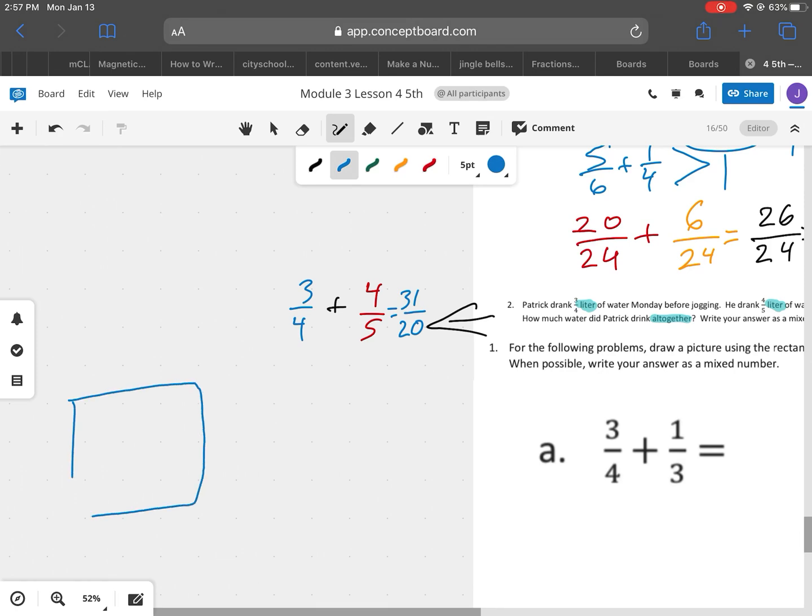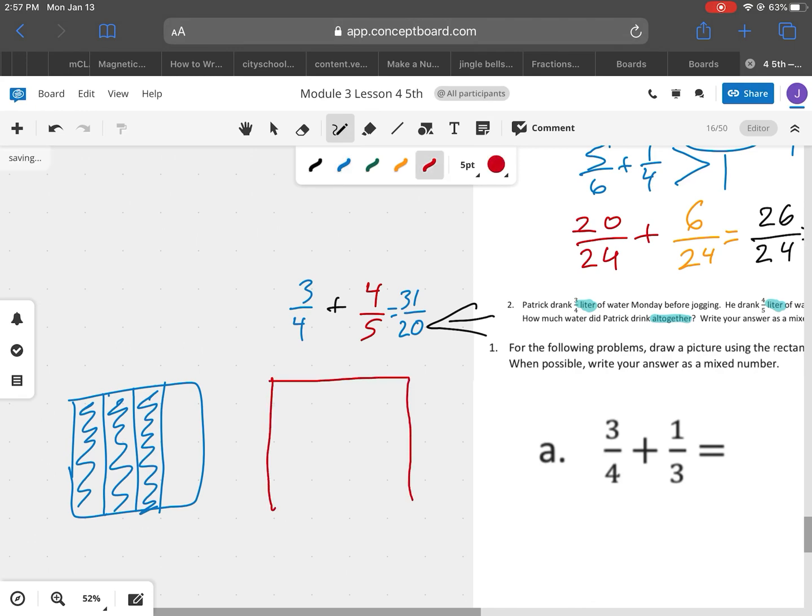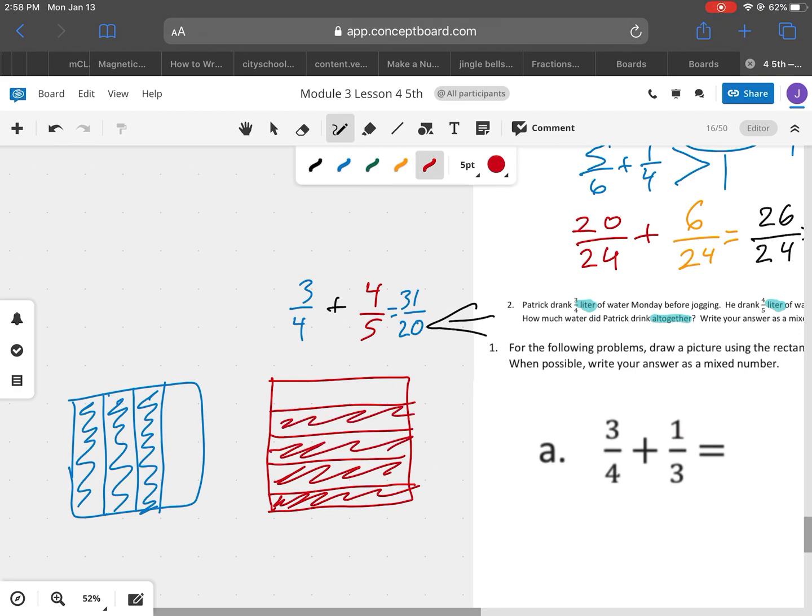So first we're going to draw the 3/4. Shade in 3 of these. And then we're going to draw the 4/5. I'm going to shade 4 of these in. Then I'm going to do 5ths over here.